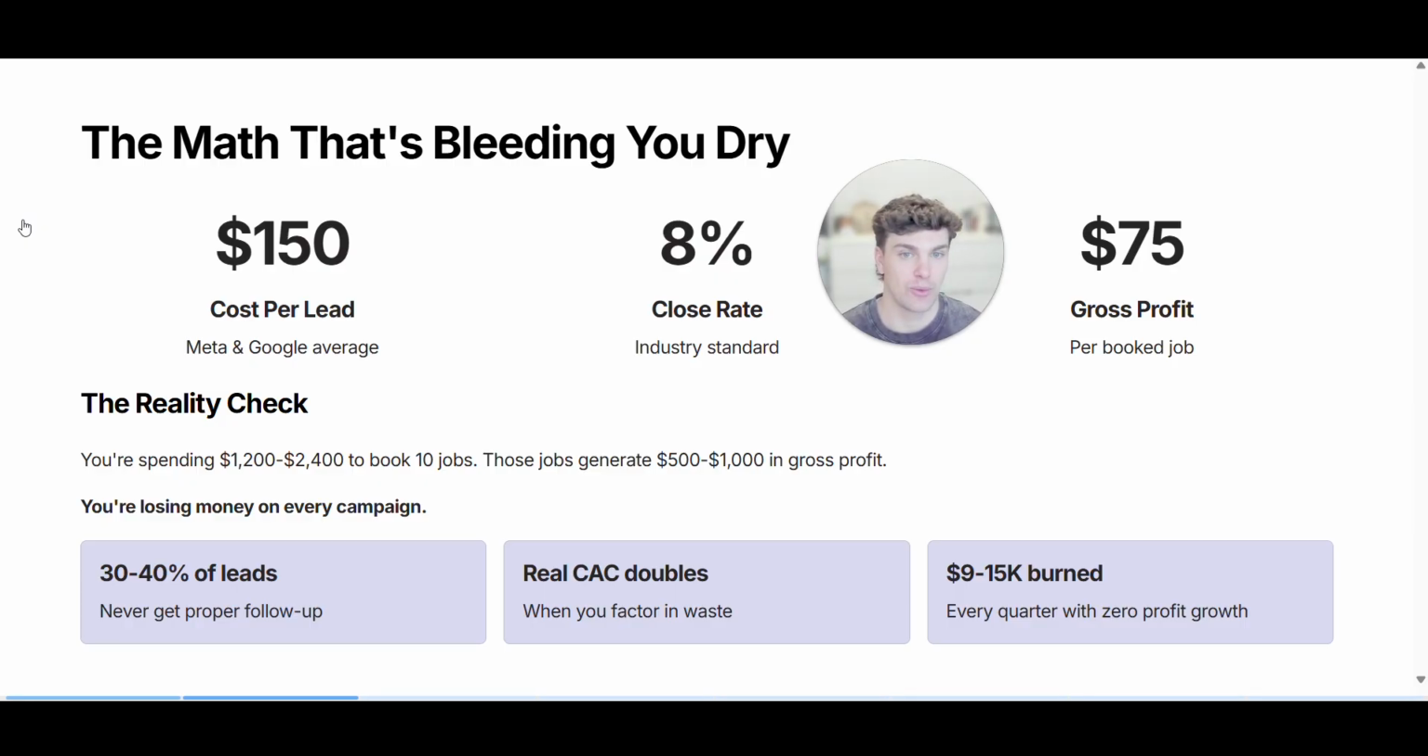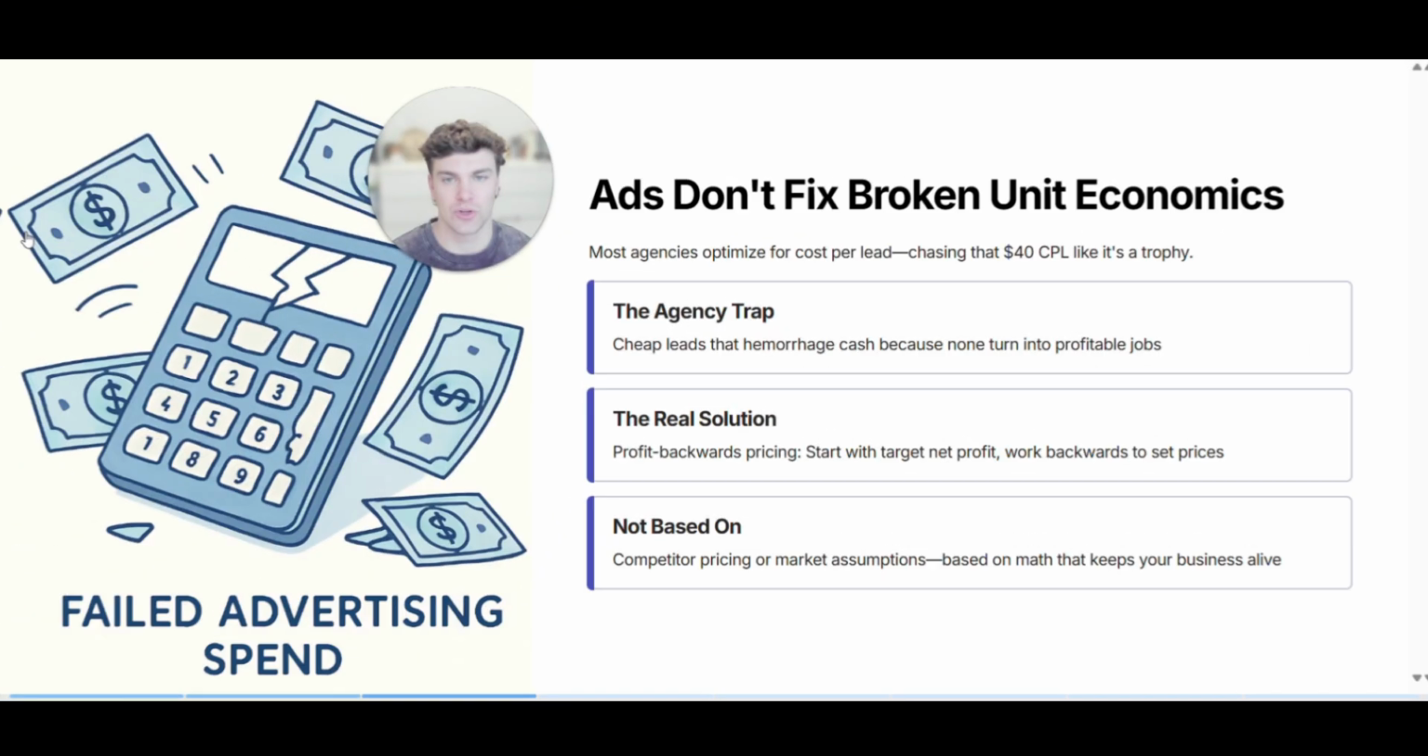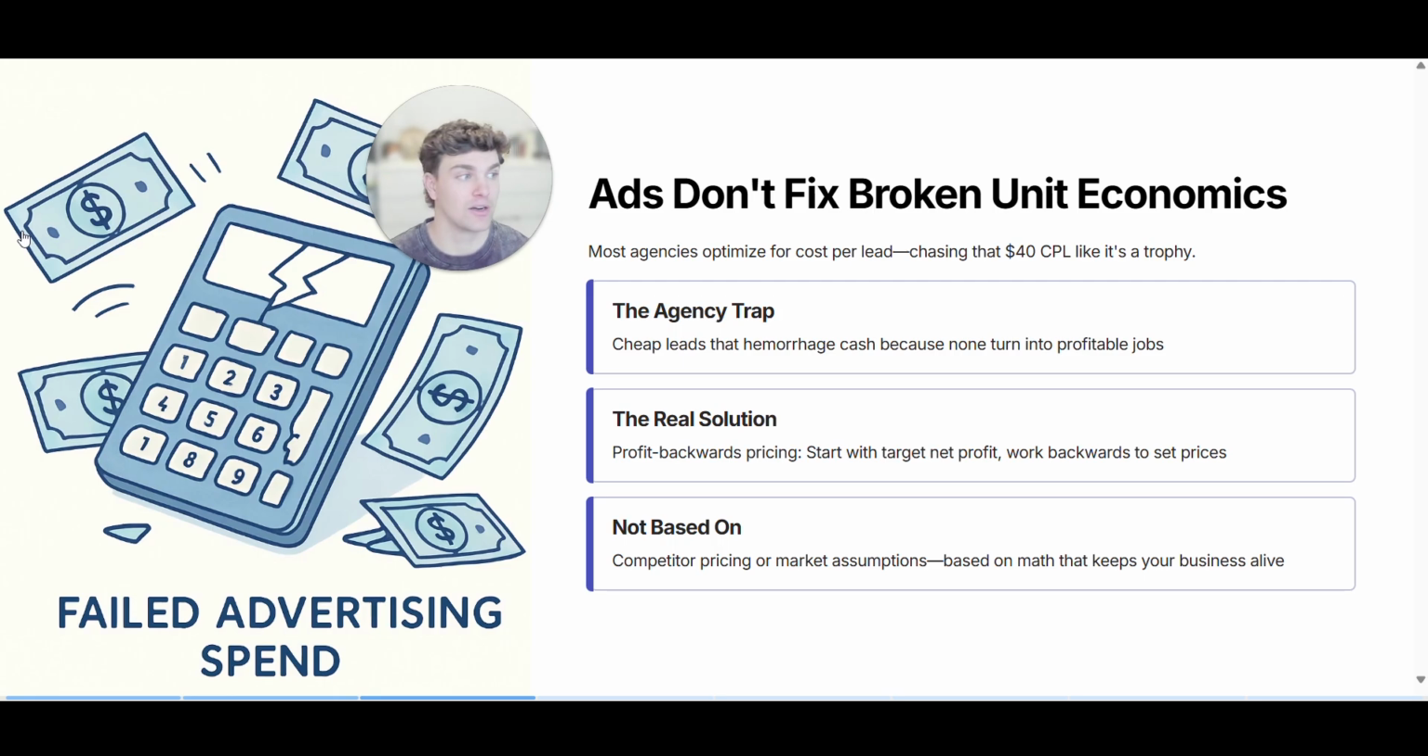So 3 things that we are going to cover. 30 to 40% of leads are never getting the proper follow-up. Your real CAC doubles when you factor in this waste, and you're burning 9 to 15 grand every quarter with zero profit and razor thin margins. So when you have one bad month, it ruins everything in your business. So no matter what, your ads are not going to fix your broken unit economics.